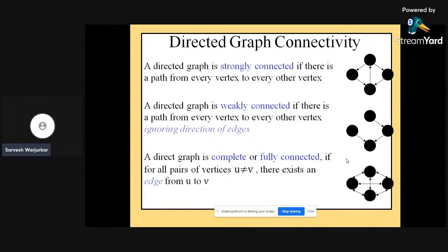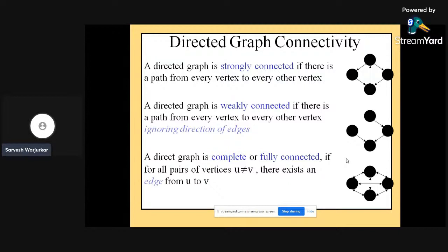Directed graph connectivity: a directed graph is strongly connected if there is a path from every vertex to every other vertex. A directed graph is weakly connected if there is a path from every vertex to every other vertex, ignoring the direction of the edges.